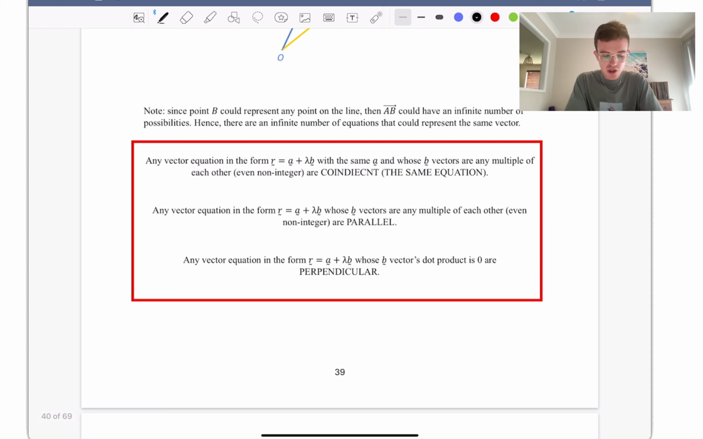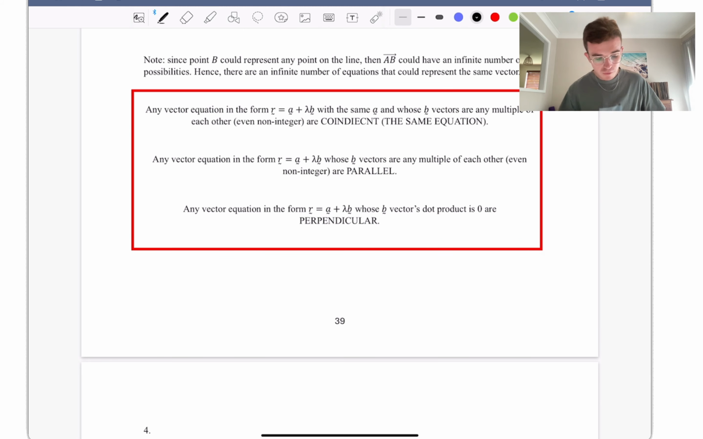Therefore, there are an infinite number of equations that could represent the same line. Now, any vector equation in the form r = A + lambda B, with B vectors that are multiples of each other, are coincident. Sorry, I should rephrase that. If you've got two vectors with the same A, and the B in one is a multiple of the B in the other, then they're coincident, they're the same equation. So same kind of y-intercept and same gradient or multiple of the same, then it's the same line.